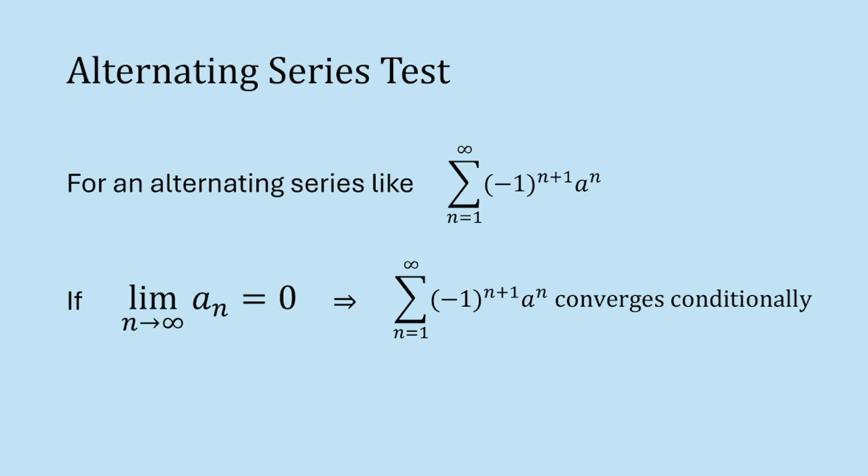And let me just emphasize what converges conditionally means. Converges conditionally means that it only converges if it's an alternating series. Otherwise, it is not convergent, just like the harmonic series.